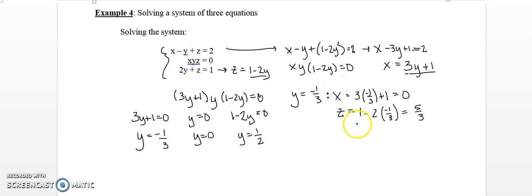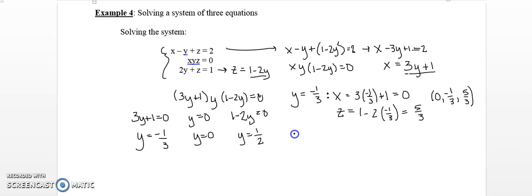So here's one point. The coordinate is 0, x is 0. Negative 1/3, that's what y is. And then z is 5/3. So this is our first point of intersection for these three equations.